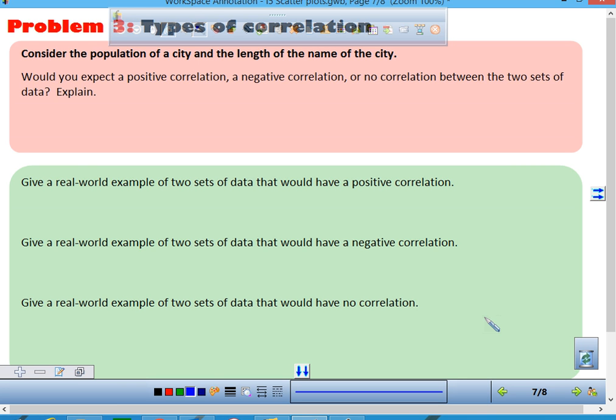Okay, now I want you to talk to somebody next to you and share what you thought of for a positive, for a negative, and for a no correlation.